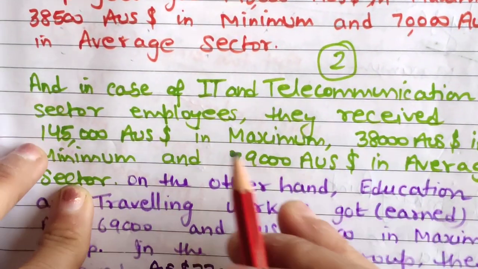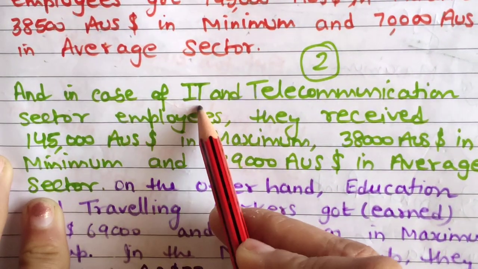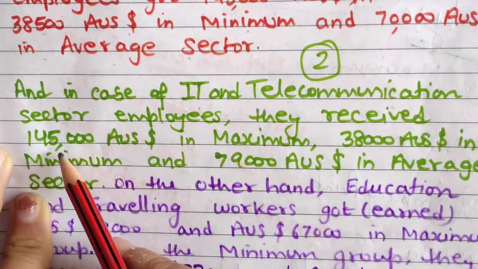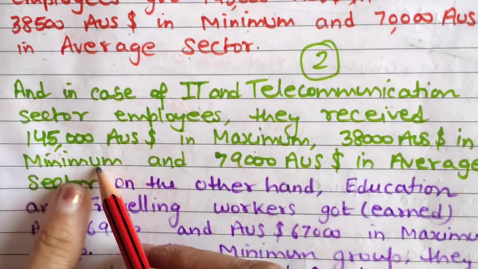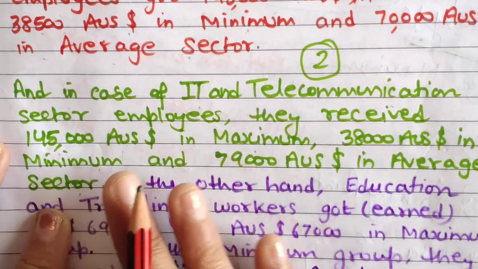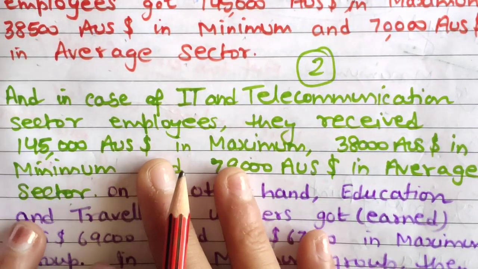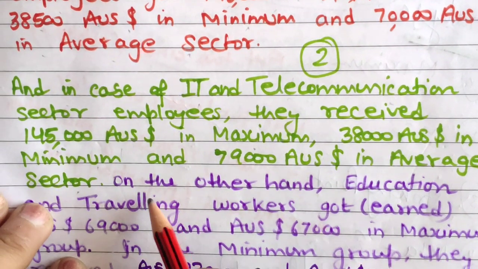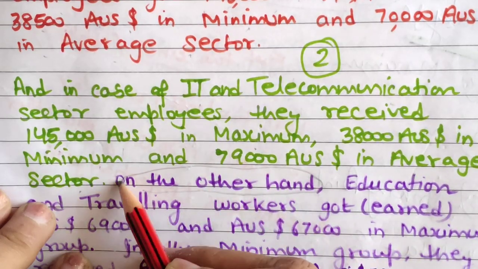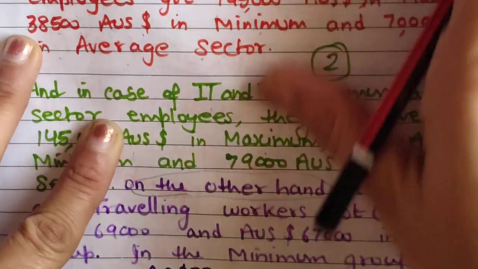Now in the second paragraph, we have 3 more categories left, and in case of IT and telecommunication sector employees, they received this much in maximum, this much in minimum, and this much in average. I am telling you, for those who don't know how to compare and contrast, at least write everything whatever is given, and while shifting to another category, use words like 'on the other hand', and here I have used 'while'. That will also give good bands.